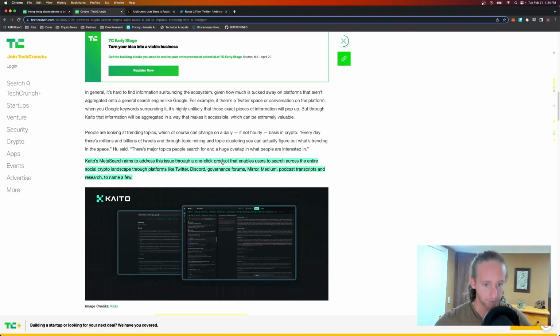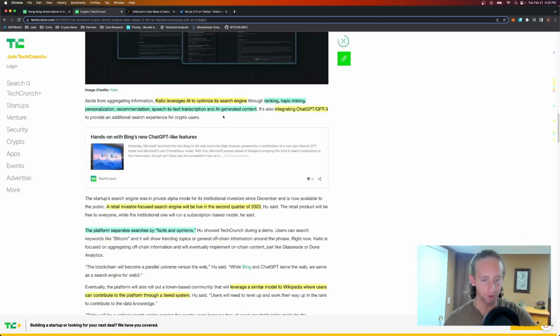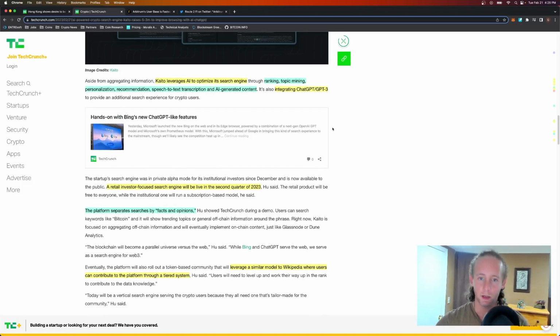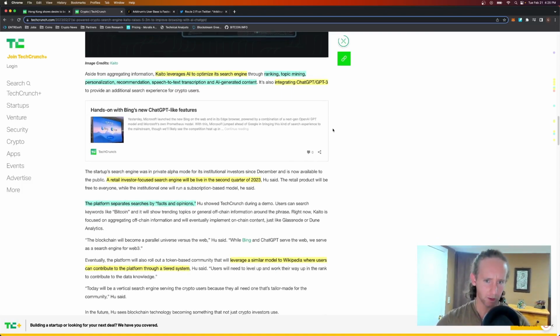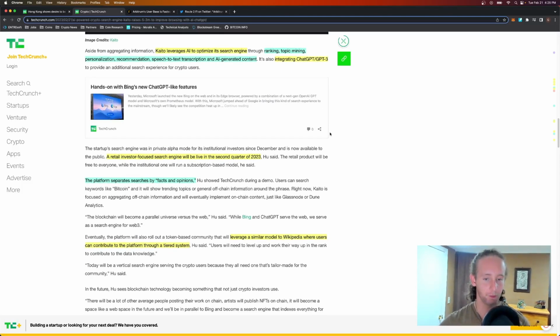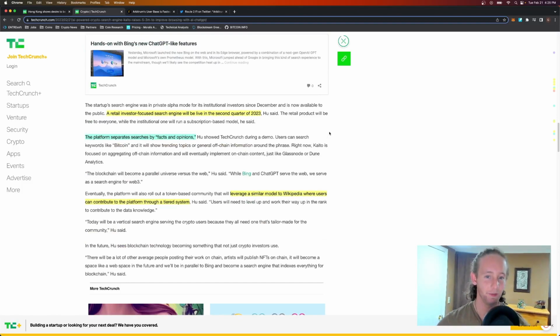to get that information. Yeah, so what it's doing is that it's using the AI to get a lot of this information that isn't so readily accessible normally. Like this, through ranking, topic mining, personalization, recommendations, speech to text. I don't know too much about AI. It's probably something I'm going to be looking into and learning more about in the couple months, just to see exactly what's going on there, because it's pretty big what's going on with AI.